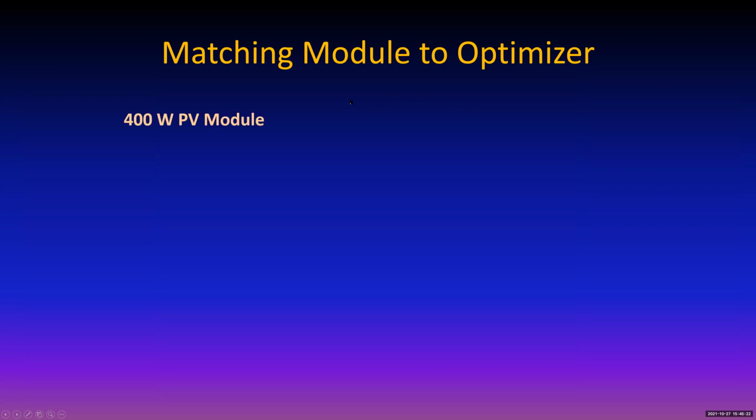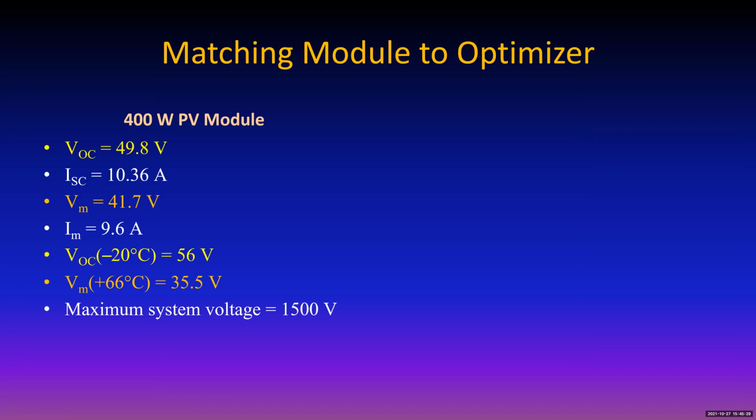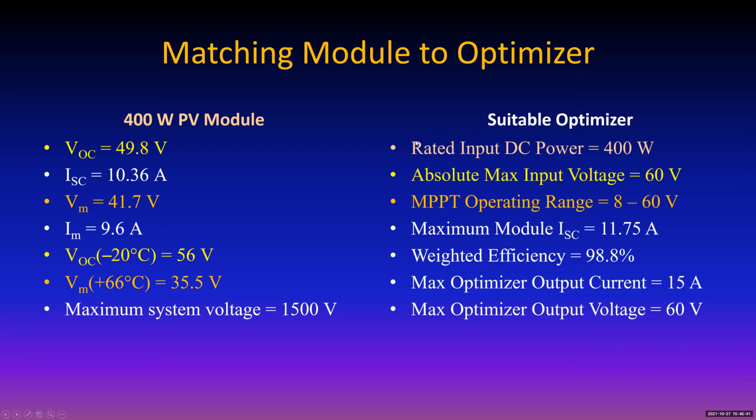Matching the module to the optimizer is the same exercise as matching the module to a microinverter. Here's our 400-watt module again, and a suitable optimizer has to handle all these extremes of the module. So let's look at what a suitable optimizer does. Rated DC input power of 400 watts. Okay, that matches a 400-watt module.